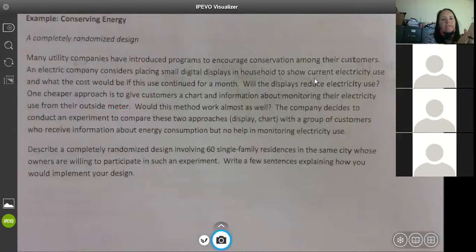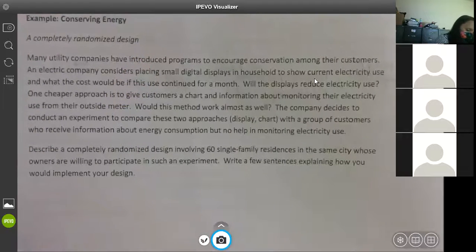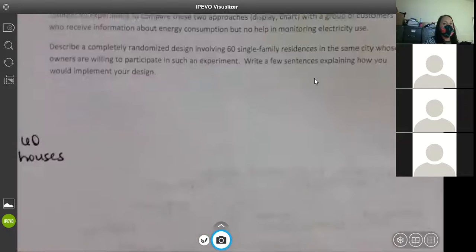Describe a completely randomized design involving 60 single-family residences in the same city whose owners are willing to participate in such an experiment. Write a few sentences explaining how you would implement your design. So how many are we using? Who are our experimental units? 60 single-family residences. And I just put houses, but single family residences is fine.